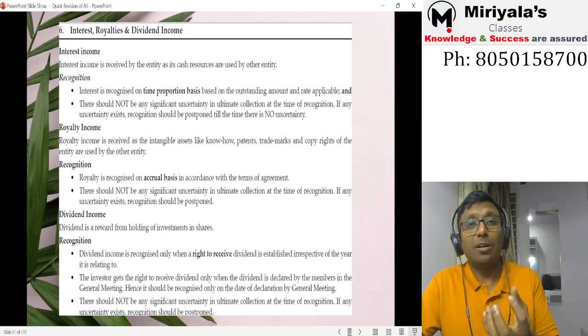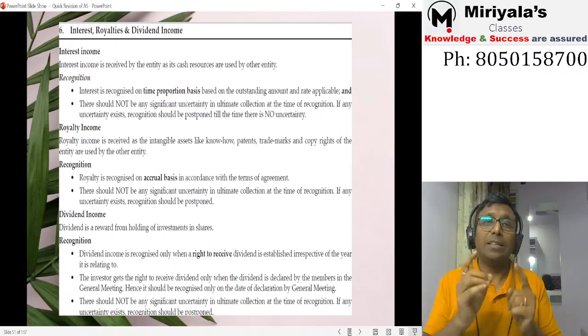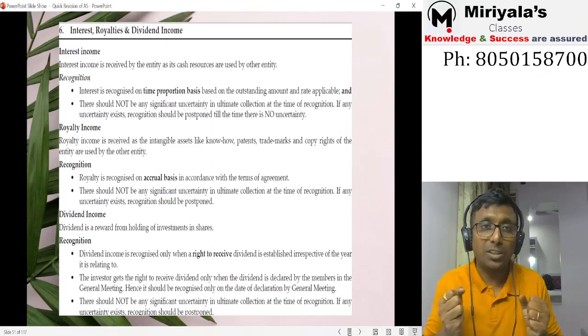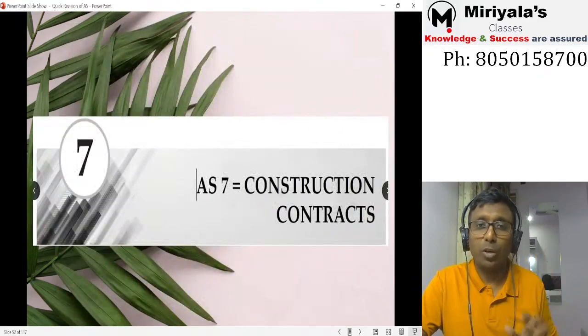Dividend income is recognized when I get the right to receive the dividend income. That is when the AGM approves the dividend. That day you will get the right to receive. That day only you are supposed to recognize the dividend income. I hope you have understood.